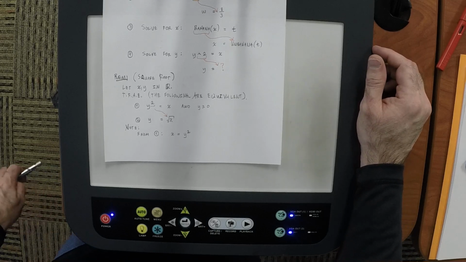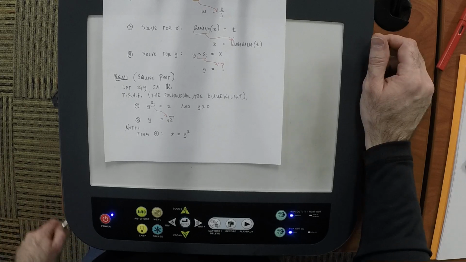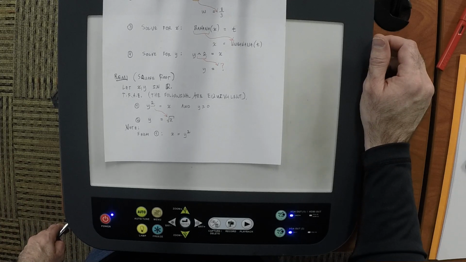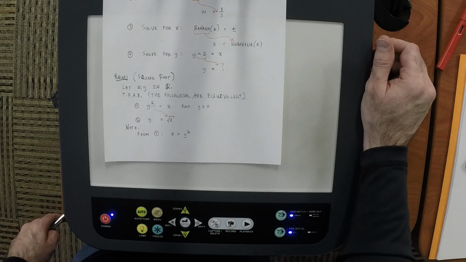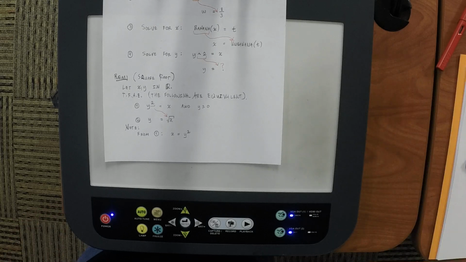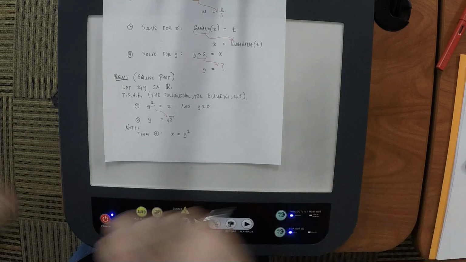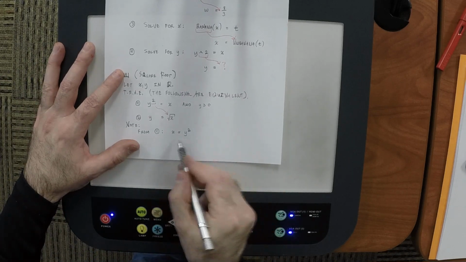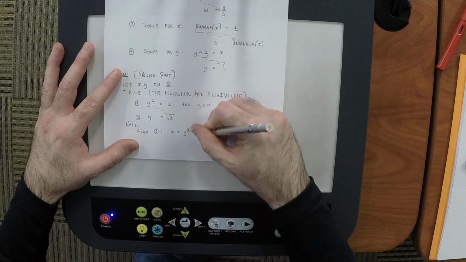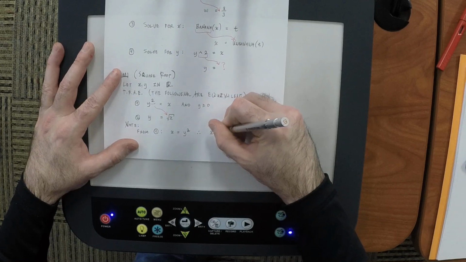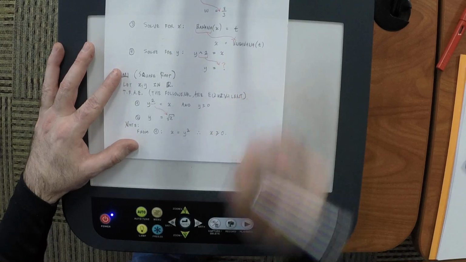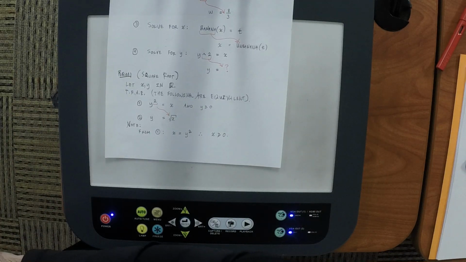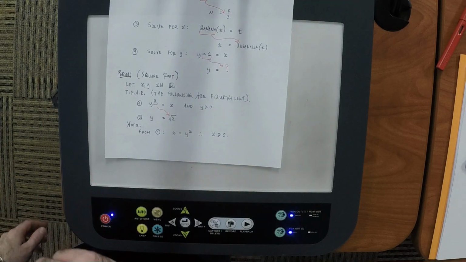So do you observe that if I give you a real number y and you square it, it is not possible for you to get a negative result? The result is going to be 0 if you're squaring 0, and otherwise it's going to be positive. So we can say therefore x, in fact, is greater than or equal to 0, because x is something squared.